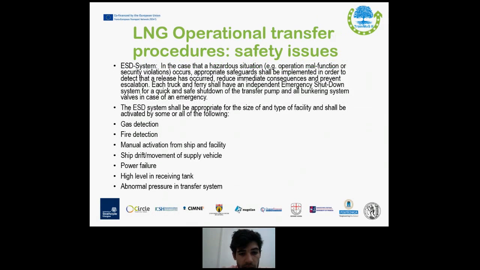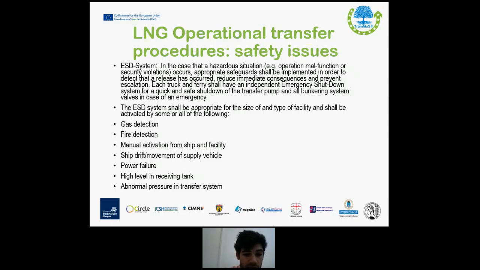ESD system. In the case that a hazardous situation, operational malfunction or security violation occurs, appropriate safeguards shall be implemented in order to detect that a release has occurred, reduce immediate consequences, and prevent escalation. Each truck and ferry shall have an independent emergency shutdown system for a quick and safe shutdown of the transfer pump and all bunkering system valves in the case of emergency.